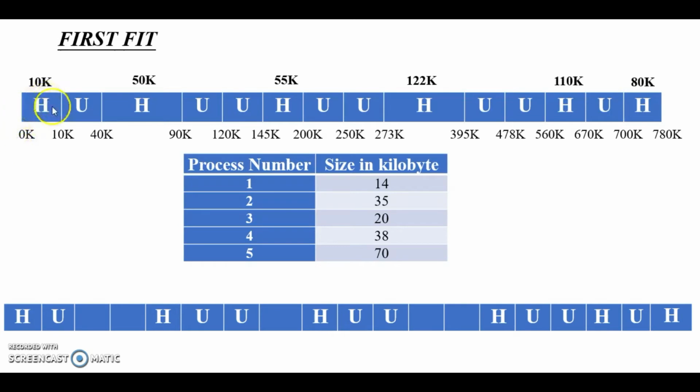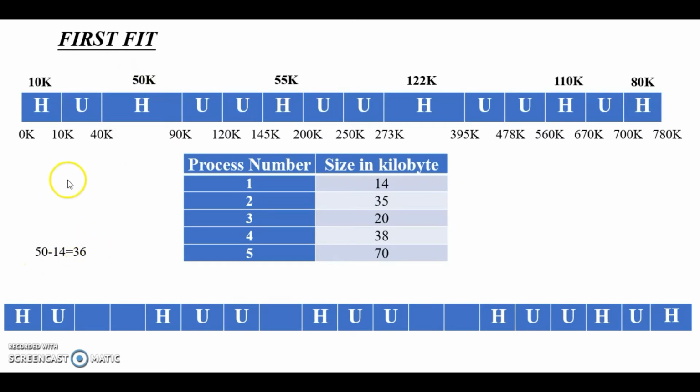So now we check the first hash. Is it enough for process 1 to put in? No. So we will check the next hash. The next hash has 50 kilobyte. Is it enough for process 1? If yes, then we will use the hash, 50 minus 14 equals 36. So this hash is updated to 36.